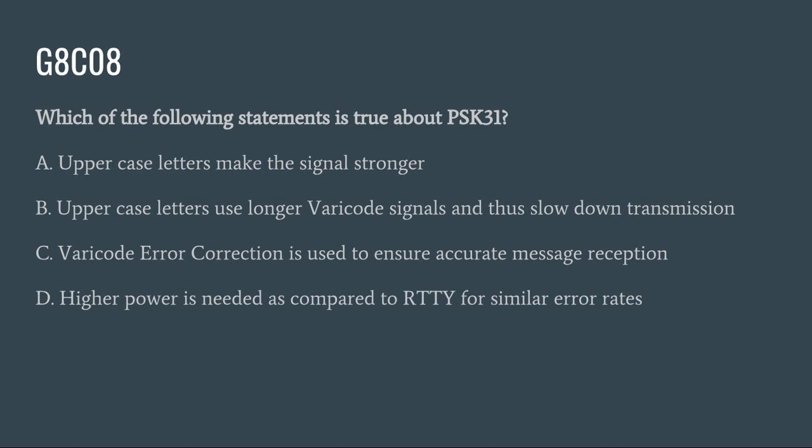G8C08. Which of the following statements is true about PSK31? A. Uppercase letters make the signal stronger. B. Uppercase letters use longer varicode signals and thus slow down transmission. C. Varicode error correction is used to ensure accurate message reception. Or D. Higher power is needed as compared to RTTY for similar error rates. Correct answer here is B. Uppercase letters use longer varicode signals and thus slow down transmission.